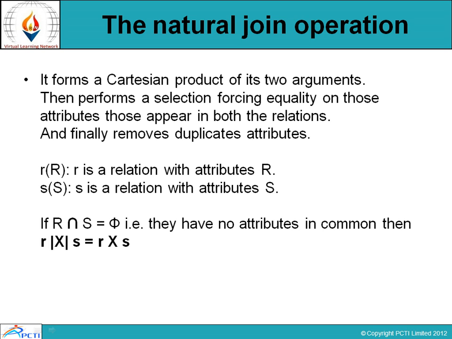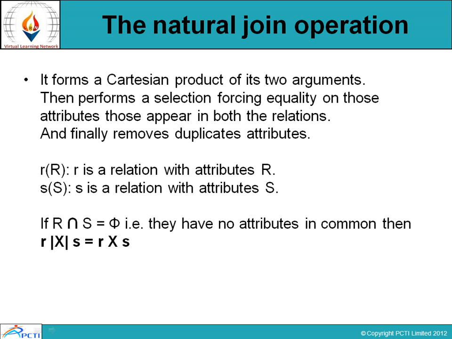Now about the natural join operation, it forms a Cartesian product of two arguments, then performs a selection forcing equality on those attributes which appear in both relations. As I already told you, it will extract the data for which the values are present in both tables, only then will it extract and give the data. And finally, remove duplicated attributes.